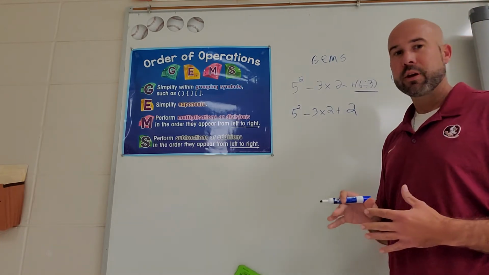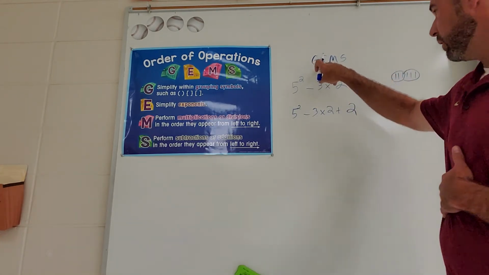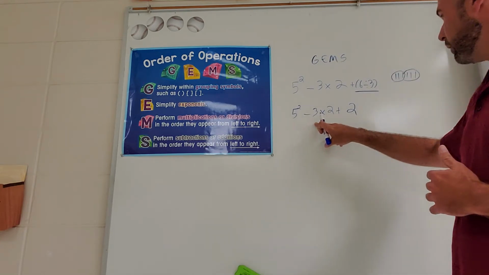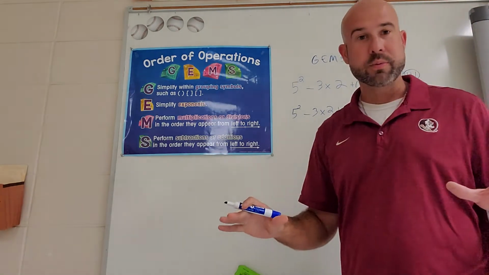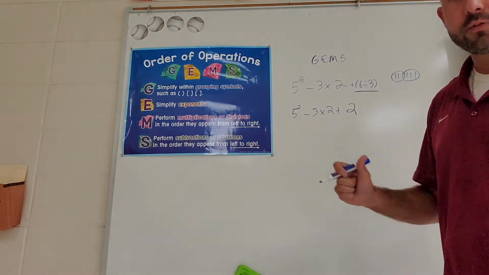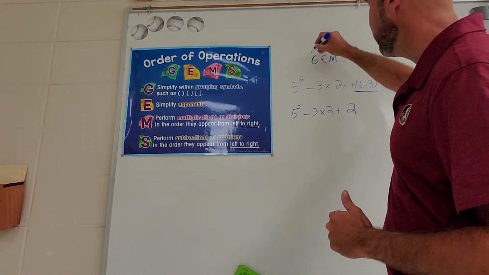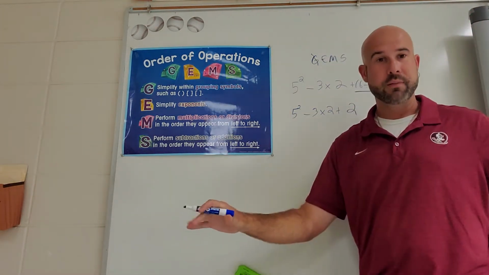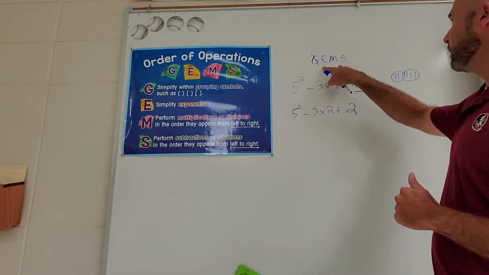Now I've got my new equation. I'm going to go back to my G. G was for groups. Do I have any groups left? Let's check it. Nope, there are no more groups left. So yes, I finished the first step. I'm going to cross my G out for my GEMs. I'm done with G. Now I go to my next one, E.